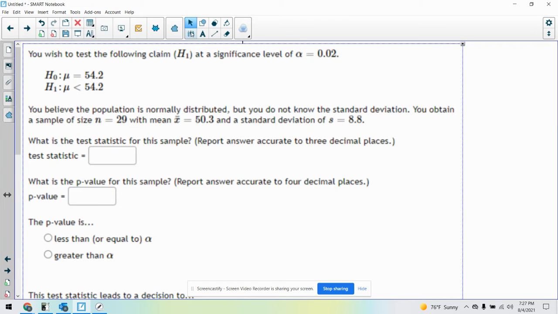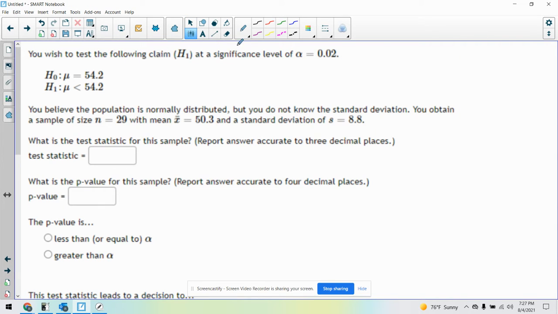Okay, we'll just run through this whole thing just so everything's clear. So it says you wish to test the following claim at a significance level of alpha equals 0.02. Here's our null, that mu is 54.2. We're trying to show that it's less than that. We believe the population is normally distributed. We do not know the standard deviation, sigma unknown.